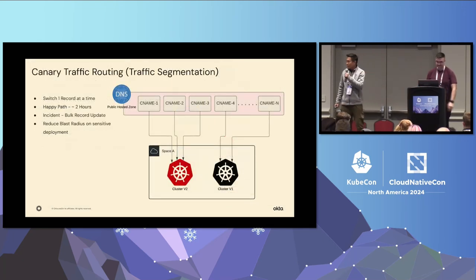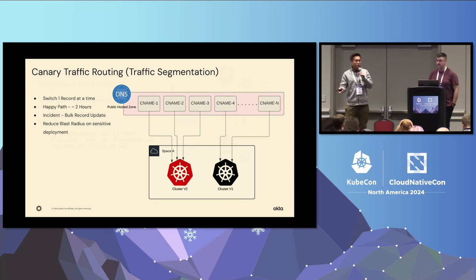Thanks, Jeremy. So canary traffic routing. As I mentioned before, during the deployment lifecycle, we promote the traffic at a certain point of the promoting workflow. When we switch the DNS, it's not only one record, but a lot of records, and each record includes a lot of tenants. So Control Plane has the option to slow down, speed up, or do a bulk DNS update during the promotion.